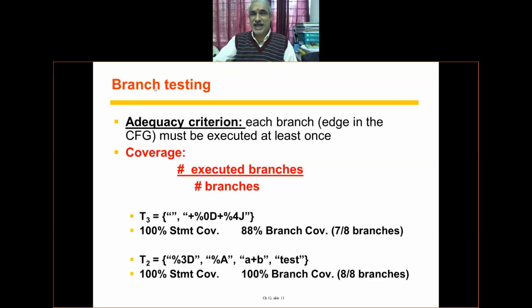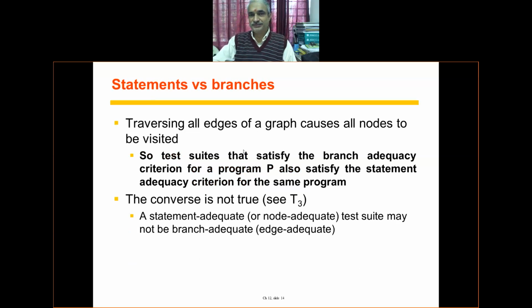Now branch testing. Branch coverage. You can add Roman 1, 2, 3, 4. Branch coverage, statement coverage, decision coverage, condition coverage, path coverage, branch coverage. Branch and path go the same.